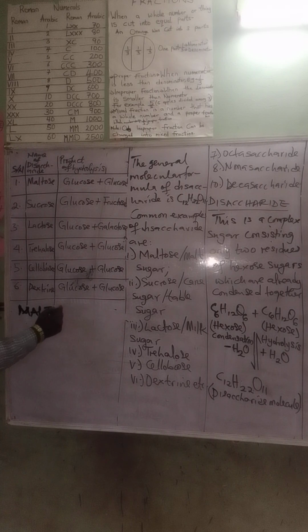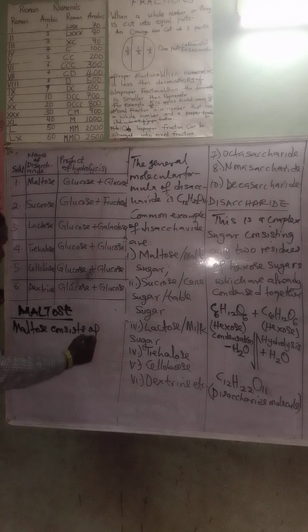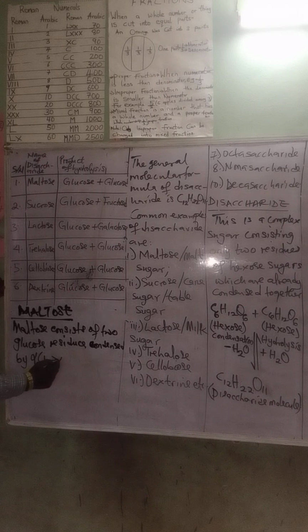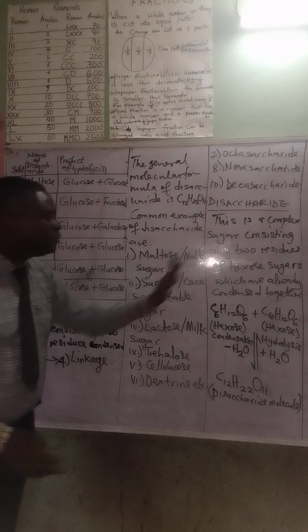Maltose. Now, maltose consists of two glucose residues, now condensed by alpha 1 to 4 linkage. Yes, this is what we want to know now. Alpha 1 to 4 linkage, what does it mean? Now I want to bring these two spaces down.